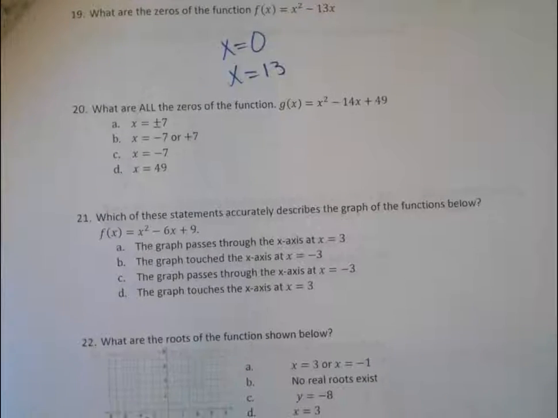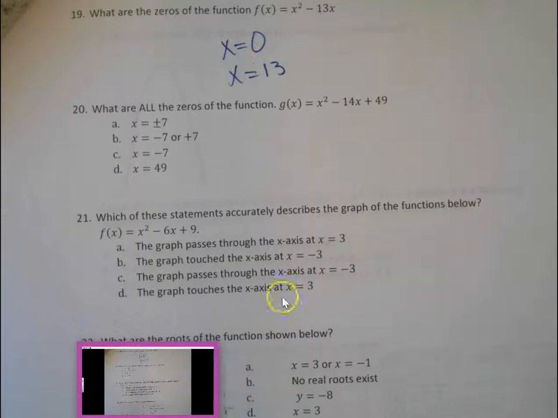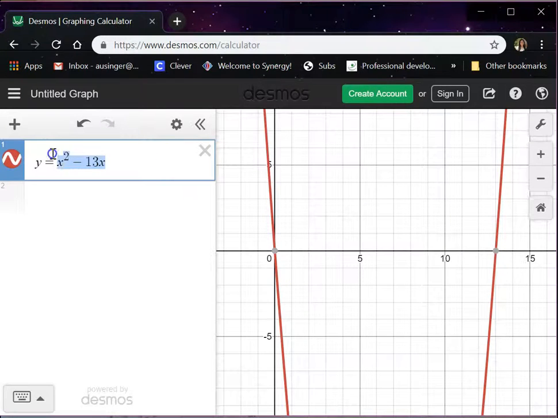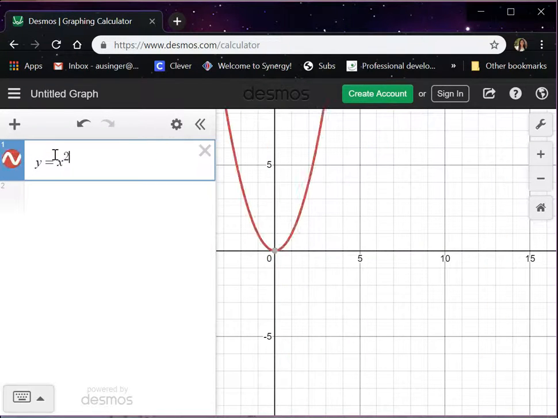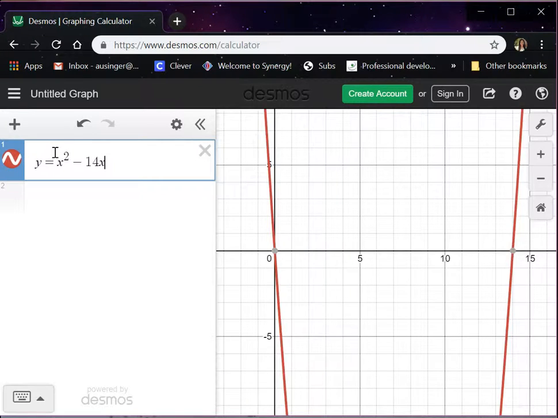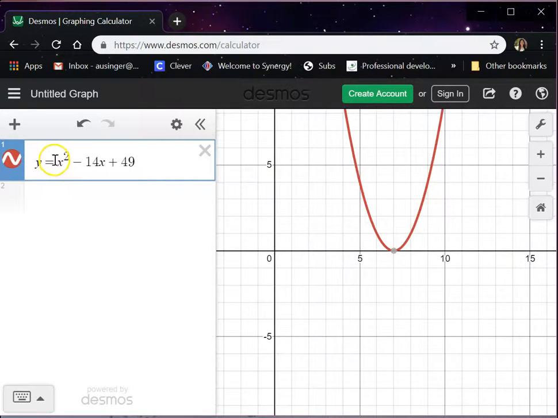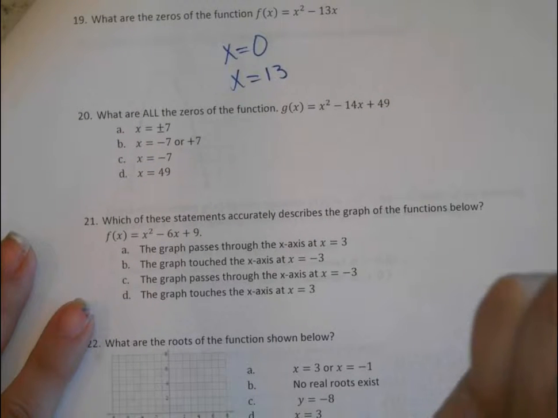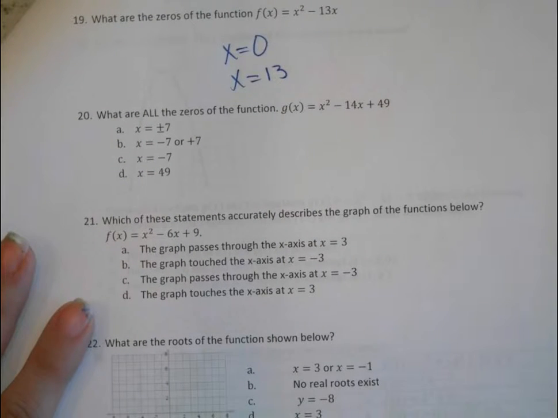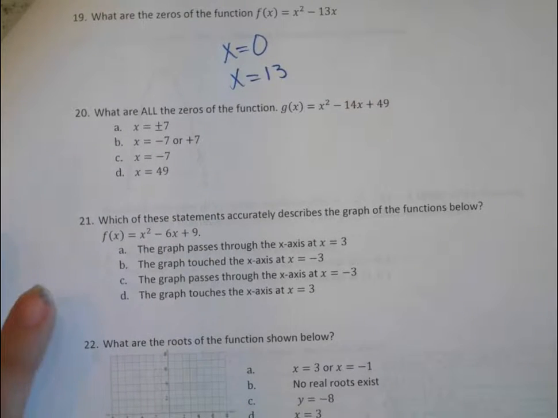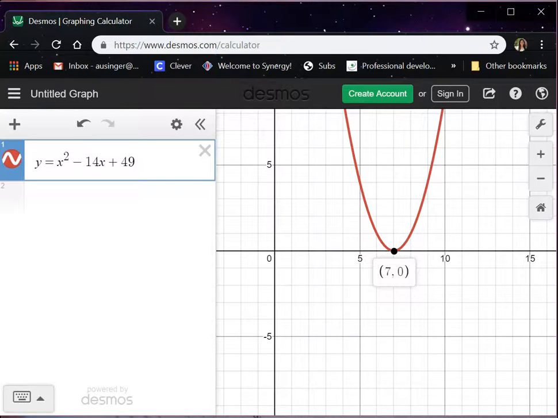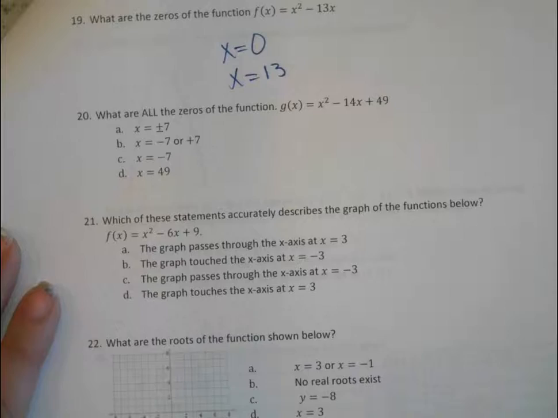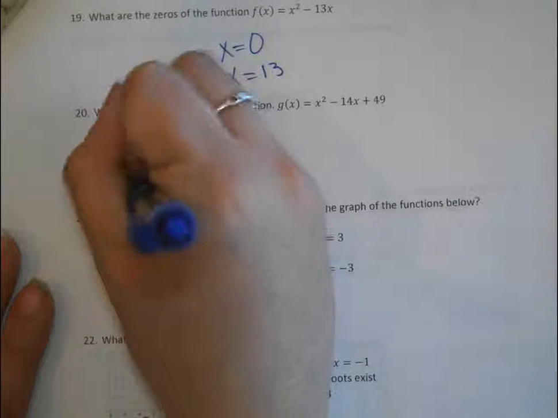Number 20 wants me to find all the zeros of this other function. So we'll go back to Desmos and graph this one. I have x squared minus 14x plus 49. I look, I see it only bounces off, it touches once, so I only have 1 zero. 7. So it's positive 7. This one has a wrong answer on the answer key.